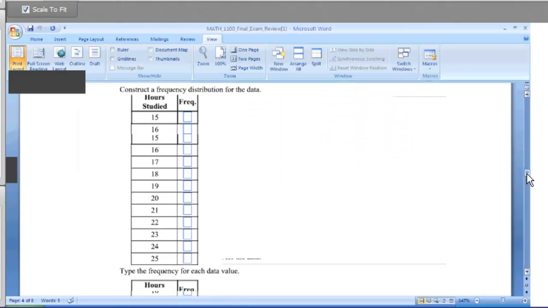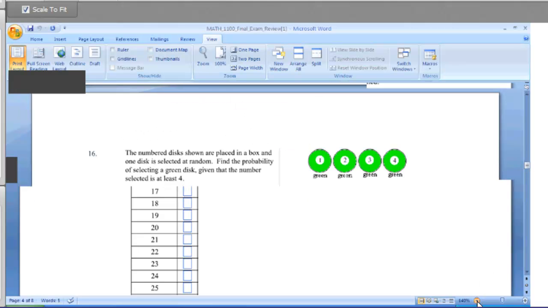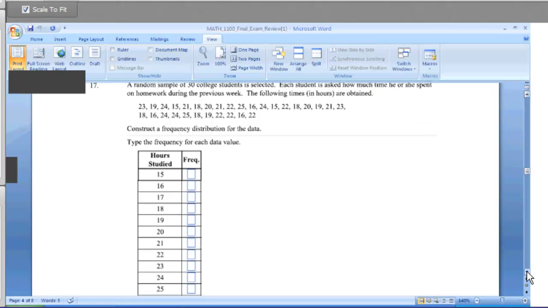For 17, too far, all right. A random sample of 30 college students is selected. Each student is asked how much time he or she spent on homework during the previous week. The following times and hours are obtained. So it wants us to construct a frequency distribution for the data. So to do that, we're going to go through and basically just count.